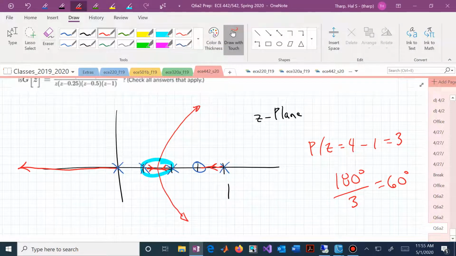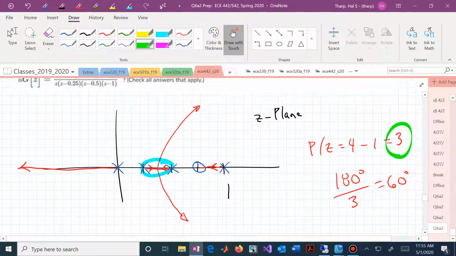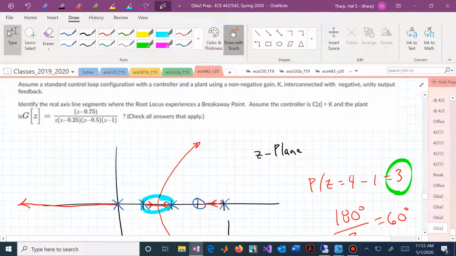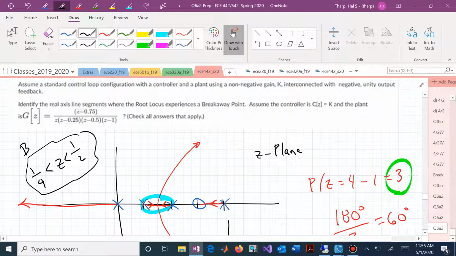We have another branch of our root locus diagram going off to a 0 at infinity. We have 3 zeros at infinity. We have one going off at minus 180, one going off at 60, and one going off at minus 60 or 300 degrees. But the question here was, check all the answers that apply. We should only have one location, and that's now a z value between 1/4 and 1/2. That's where we have a breakaway.